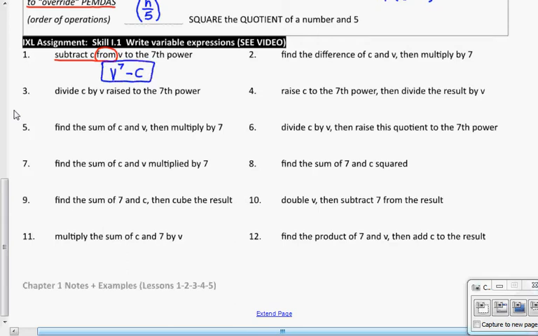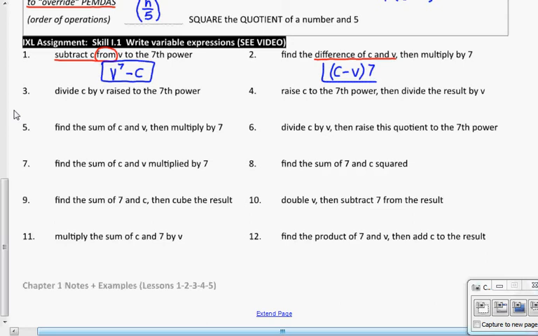Number two, find the difference of C and V, then multiply by 7. If we want to find a difference, that's subtraction. All right? With subtraction, we can keep the order the same. If you want the difference between 10 and 2, you take 10 minus 2. If you want the difference of C and V, we take C minus V. So we want to do that first, which means we need parentheses around it, so that we would subtract and then multiply. All right? So times that by 7.